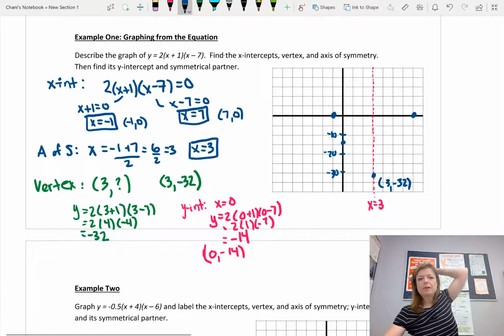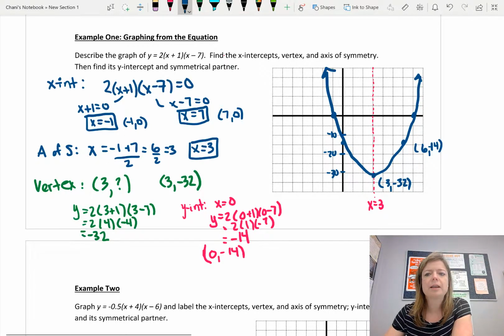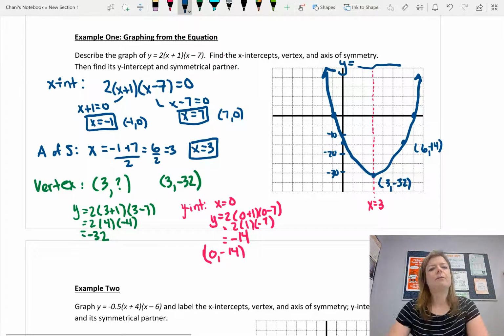Now, we can use symmetry to find its symmetrical partner. Okay, this is 3 units away from the axis of symmetry, so we find another point 3 units in the other direction. So that coordinate would be (6, -14), while that coordinate is (0, -14). So now we can create our parabola. I'm going to go from the vertex up just so I draw a smoother curve. Sometimes this is easier than trying to draw just from the left to the right. And then we can label it with our equation. Okay, so now we've done that one.